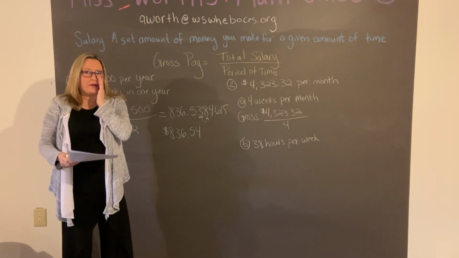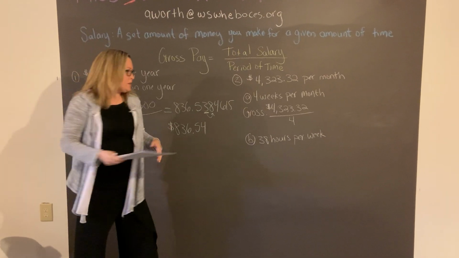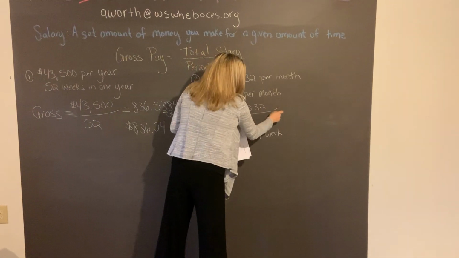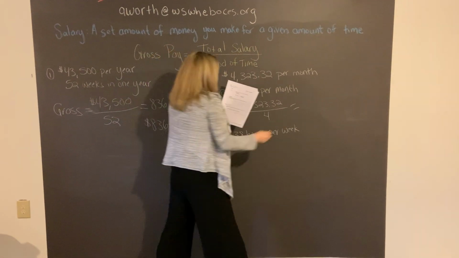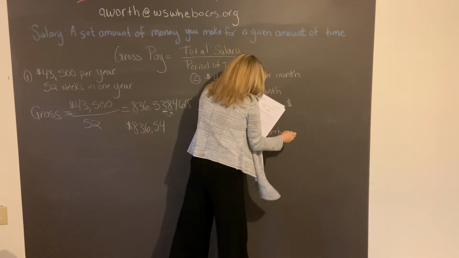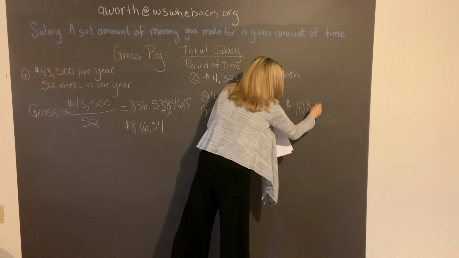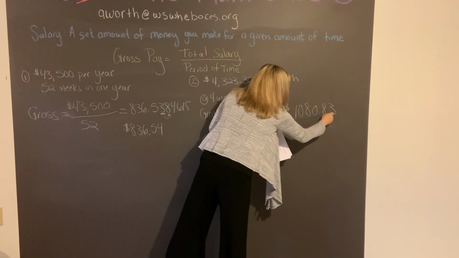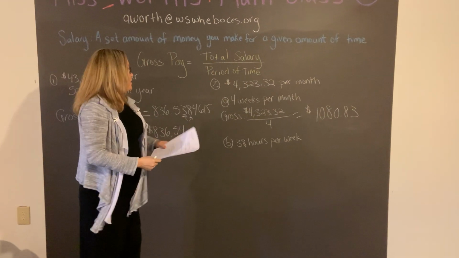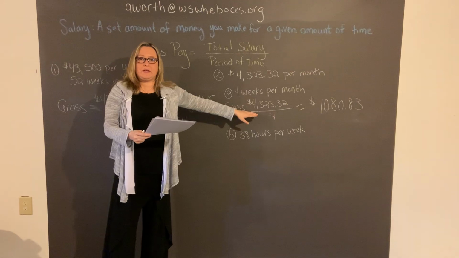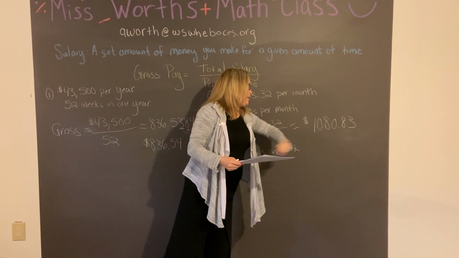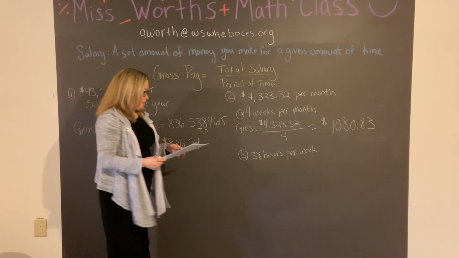It's kind of like reading the directions that I always tell you guys to do. All right, so when you divided this, I got a total of, and this is exactly what came out of my calculator, $1,080.83. So we know that's how much he makes per week, right? He makes $1,080.83 per week.